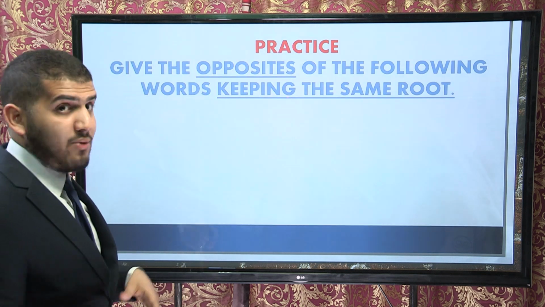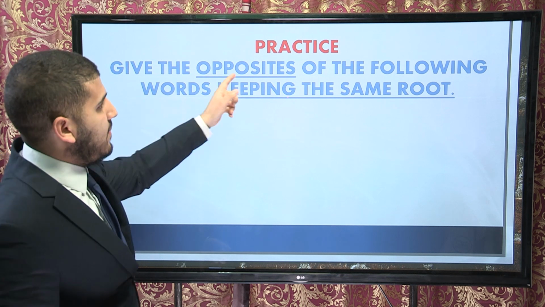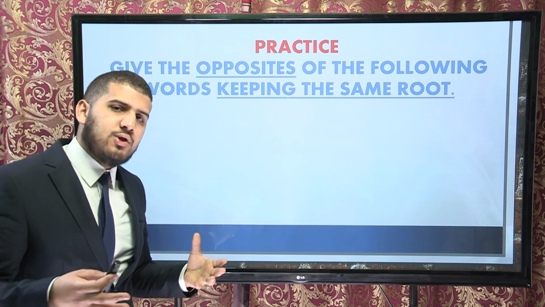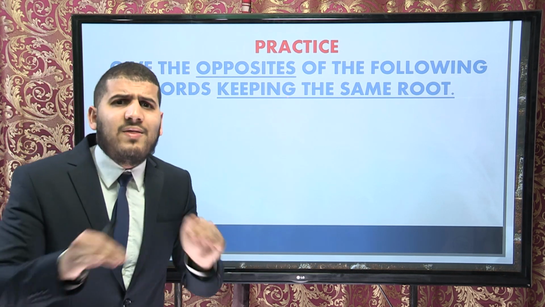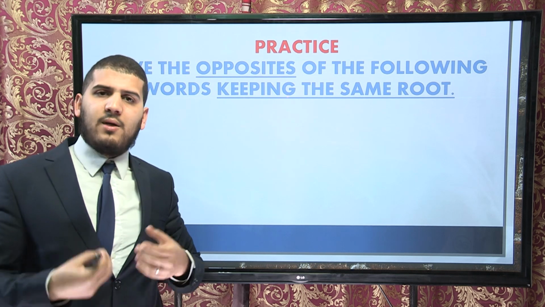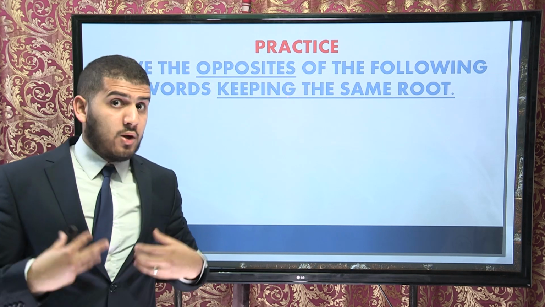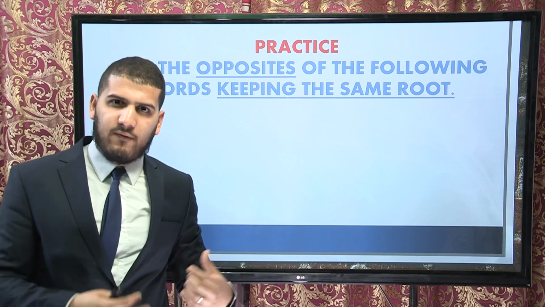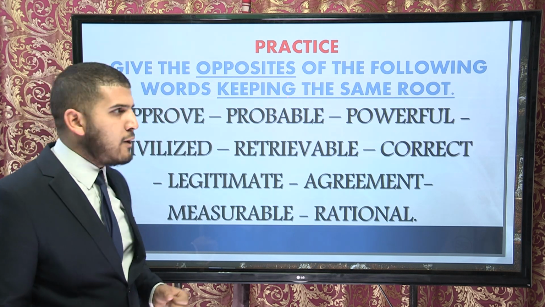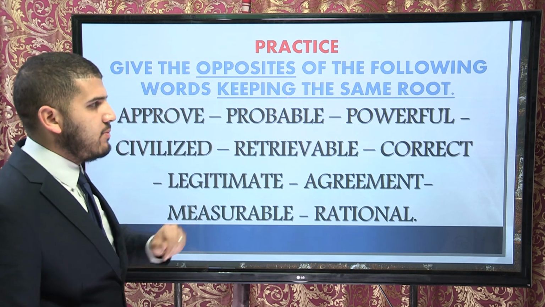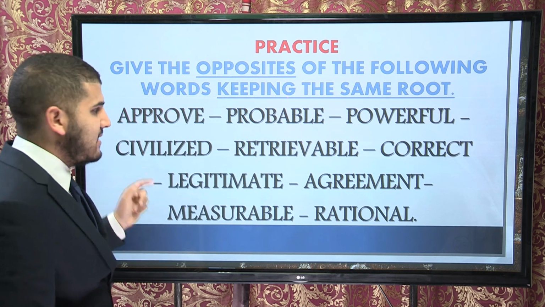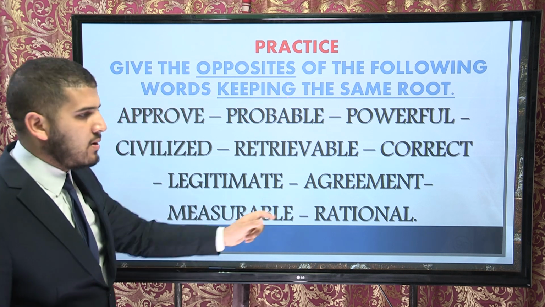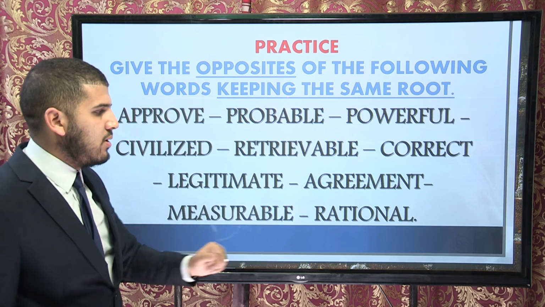Now let's move on to practice. Give the opposites of the following words keeping the same root. It means you are going to give the opposite of the following words without changing the root of the word, without changing the origin of the word. You are going to add prefixes or suffixes to form the opposite of the following words. These words are approve, probable, powerful, civilized, retrievable, correct, legitimate, agreement, measurable, rational.